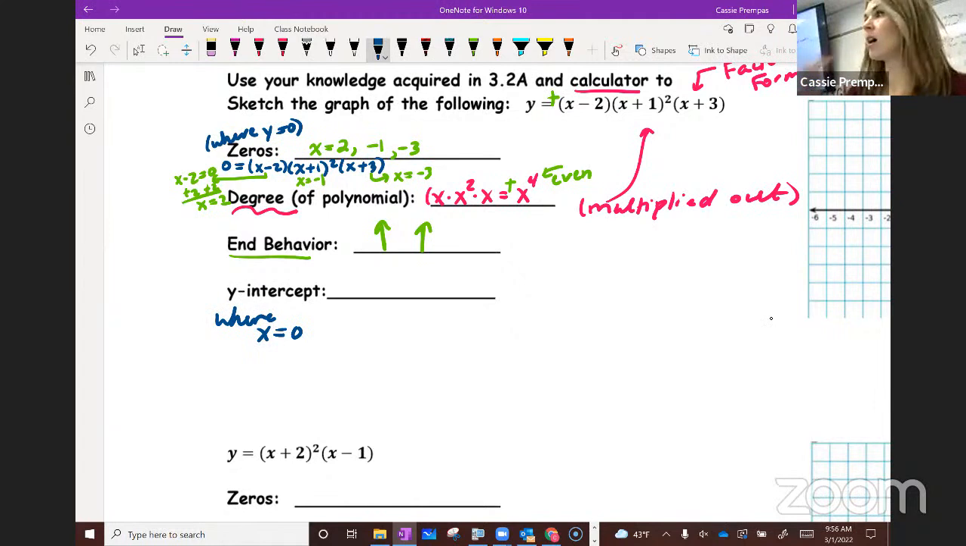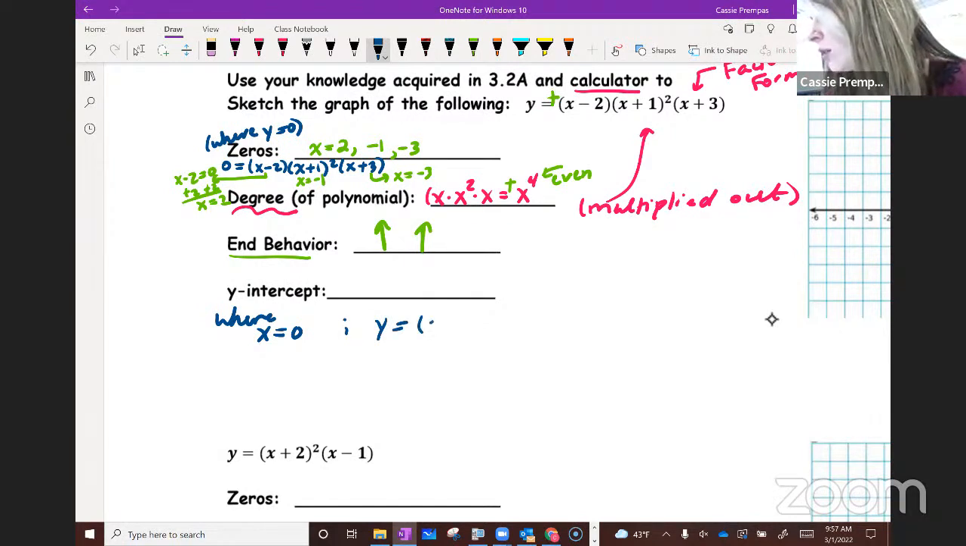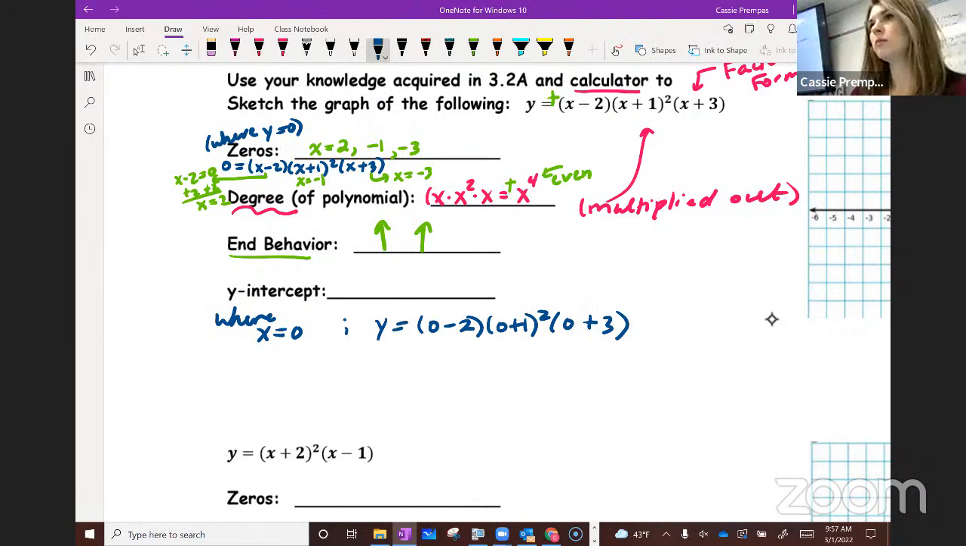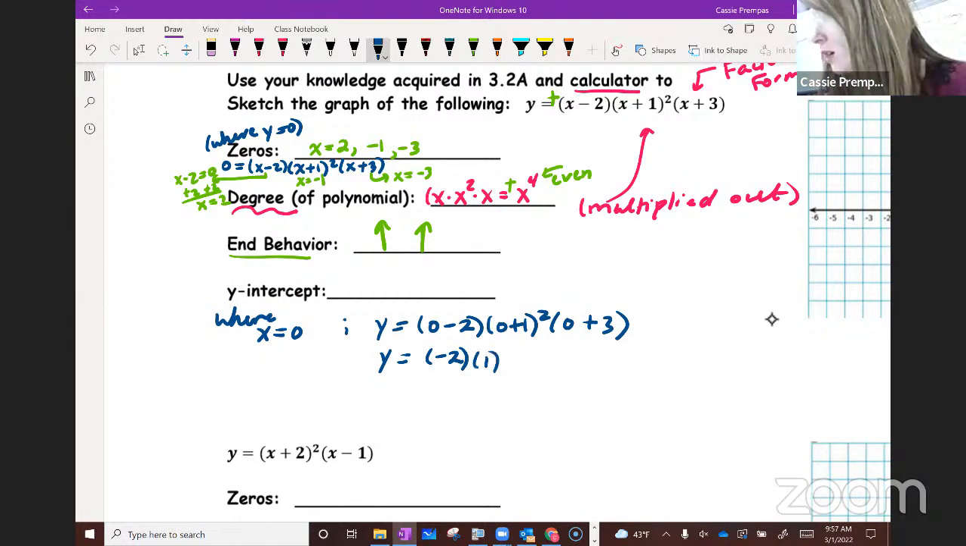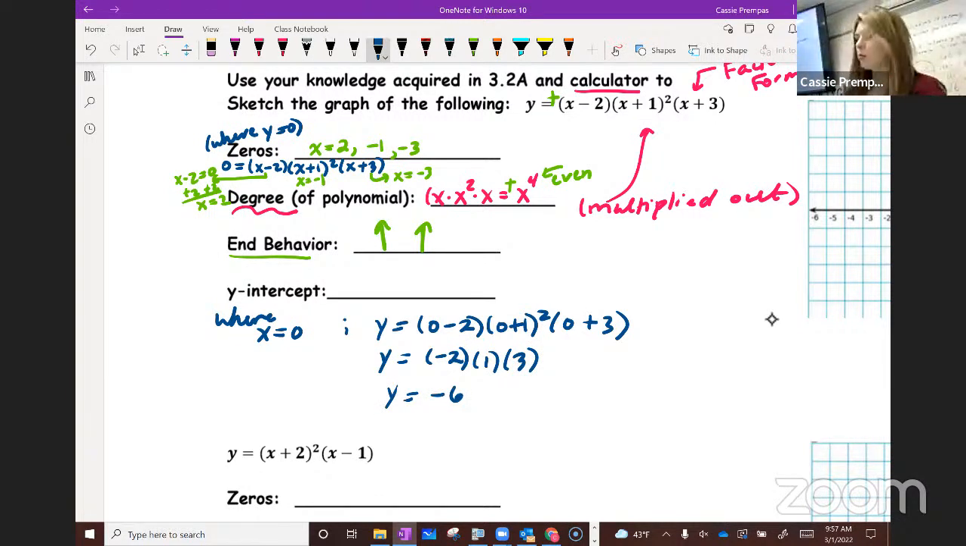So to determine the y-intercept of any equation, even this quartic polynomial that was given to us, I'm just going to plug in 0 everywhere I see the x. So I would have y is equal to quantity 0 minus 2 times quantity 0 plus 1 squared times quantity 0 plus 3. Now I'm going to multiply it out. 0 minus 2 is negative 2. 0 plus 1 is 1. 1 squared gives me 1. And 0 plus 3 gives me 3. What's negative 2 times 3? Negative 6. And what would this be as an ordered pair? Good, (0, -6).